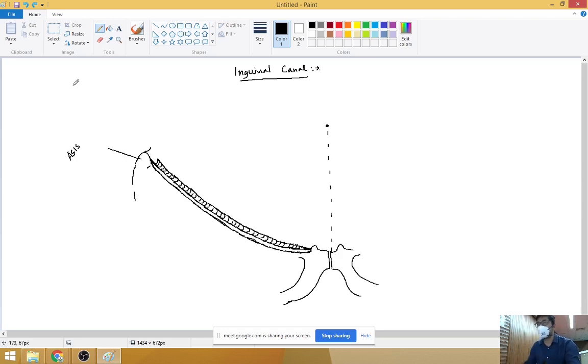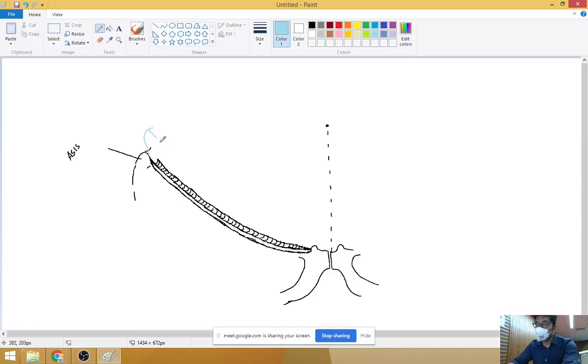Now if you see here, there are some muscles which are taking origin from the inguinal ligament, isn't it? As well as the iliac crest over here. So we are just going to draw layer by layer the different muscles. First, let us go with the external oblique.